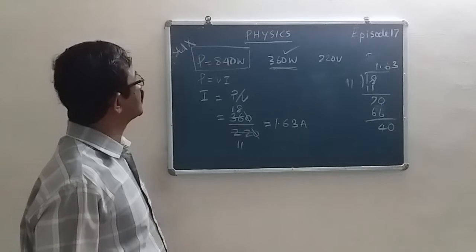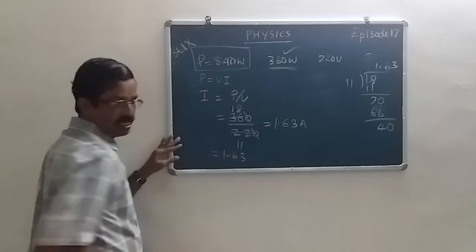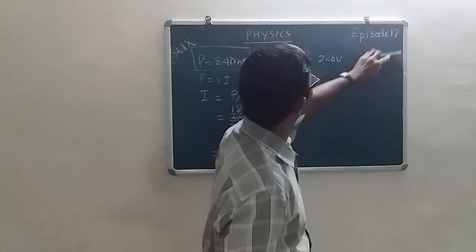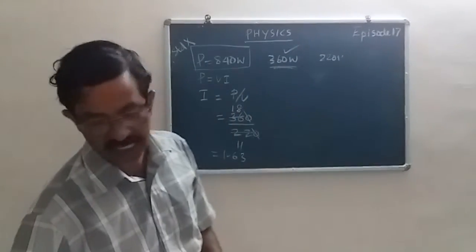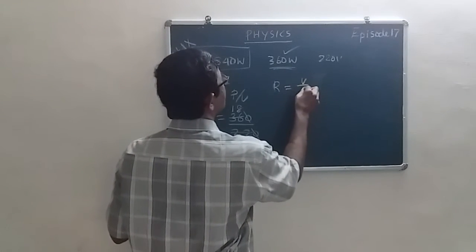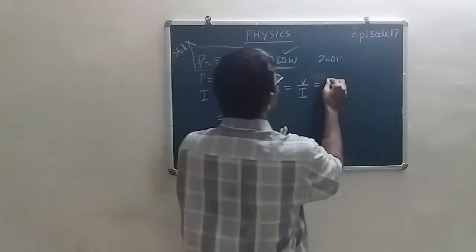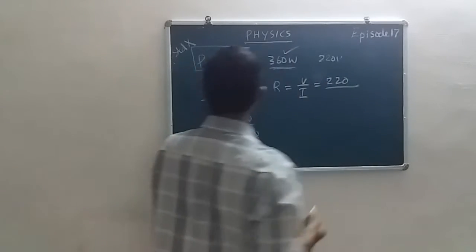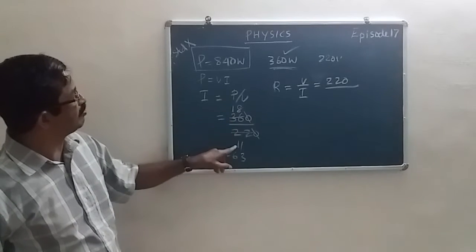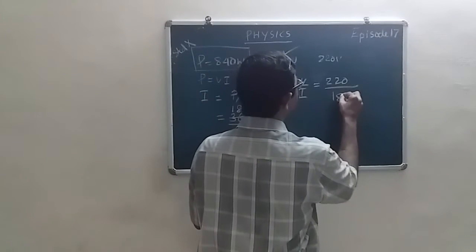Now we want to find out the resistance in this case. See, current is 1.63, and to find the resistance we can use the relation. Which is the relation to find the resistance in this case? R is equal to V by I. That is equal to V here 220 itself divided by I. I is actually 18 by 11. See, 18 by 11 or 1.63. It is better we can use this 18 by 11.